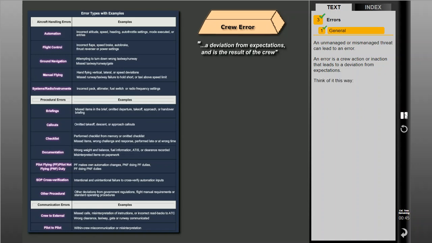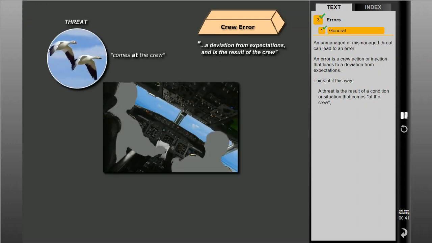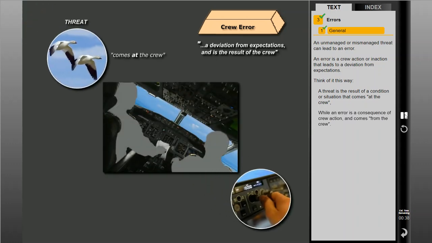Think of it this way. A threat is the result of a condition or situation that comes at the crew, while an error is a consequence of crew action and comes from the crew.